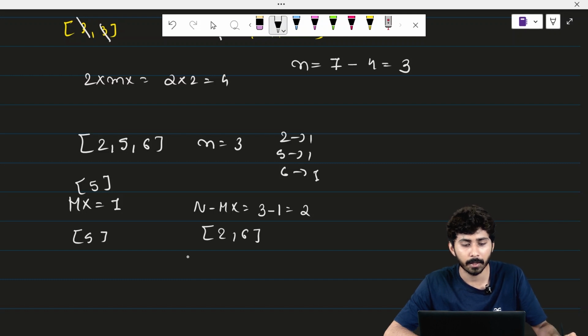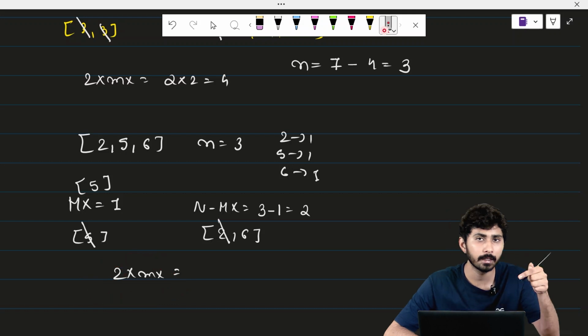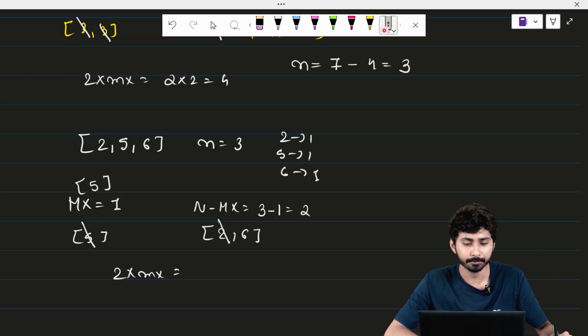So here I can take the maximum frequency element and the other non-maximum frequency element. So 2 into mx elements will be removed. Every time I'm writing 2 into mx so that you guys can understand that every time the size will be reduced by some even number. Okay, it will be reduced by some even number. So 2 into mx is 1 into 2, that is 2. So now here you can observe two elements are removed, 5 and 2, that forms one single pair.